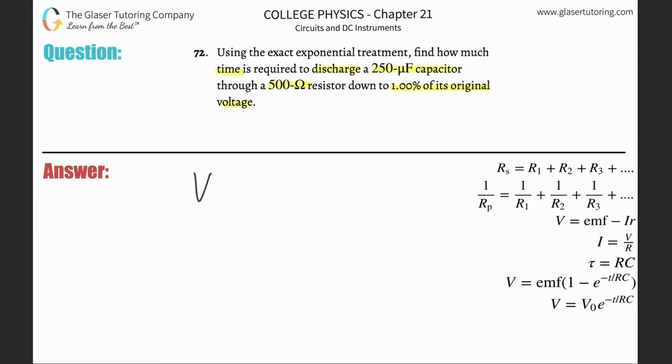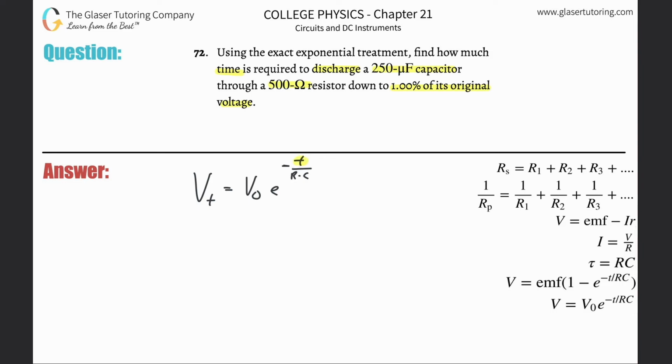It says that the voltage at some point in time, after this thing begins discharging, is equal to the initial voltage multiplied by base e to the negative elapsed time divided by the resistance multiplied by the capacitance. So what we have to find here is time, right? That's what we've got to find. So how do we solve this thing for time?